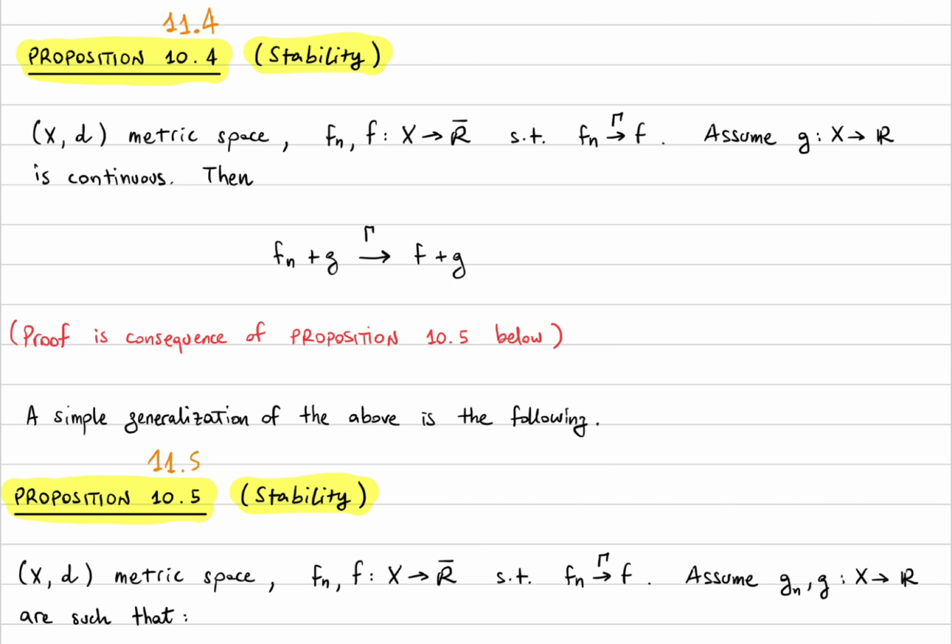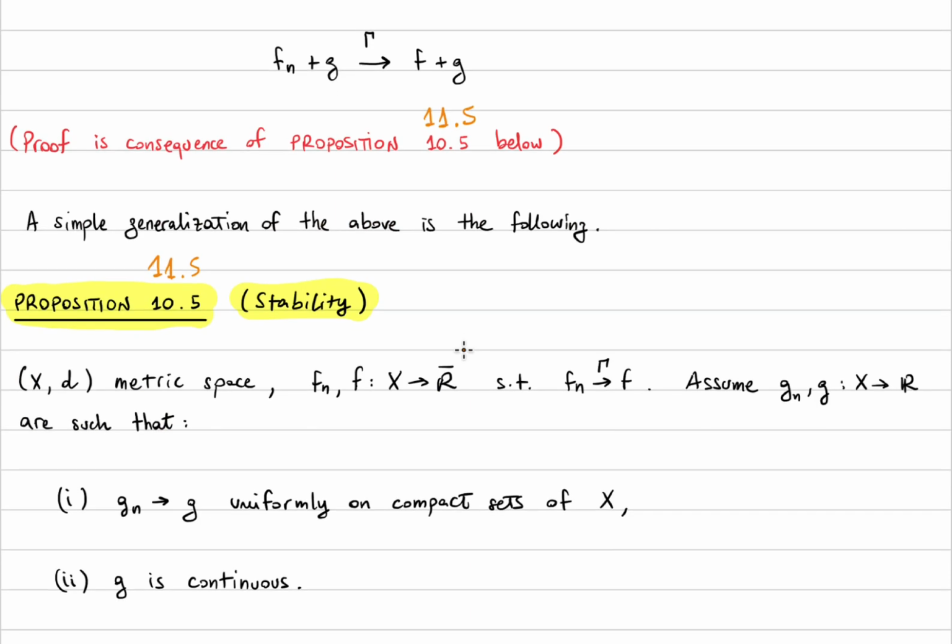So here we're just saying that if you have a sequence which gamma converges, and you add to this sequence a continuous perturbation, so F_n plus g, then the gamma convergence result is that F_n plus g gamma converges to F plus g. Meaning that the gamma convergence is stable with respect to the addition of continuous perturbation. And the proof of this proposition 11.4 is a consequence of proposition 11.5 below, which says something slightly more general.